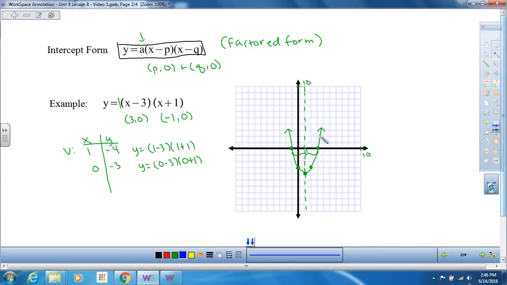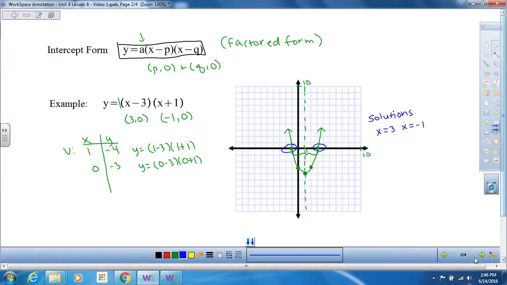So there's sometimes questions that say solve the quadratic equation by graphing. So our solutions are these 2 x-intercepts. So our solutions are x equals 3 and x equals -1, because that's where y is 0. And those are my 2 solutions for x, where it crosses the x-axis.